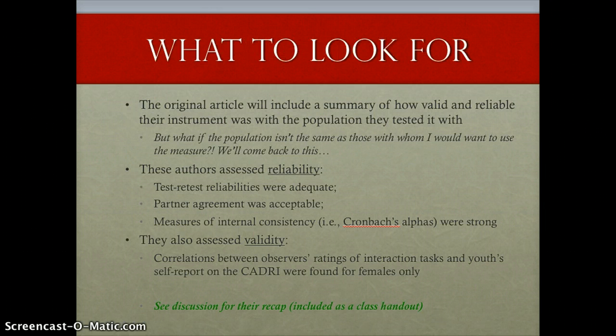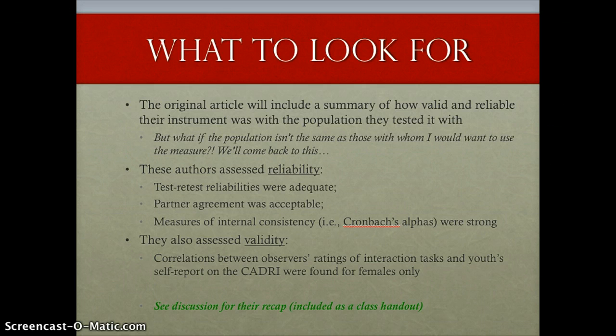So what to look for? The original article will include a summary of how valid and reliable their instrument was with the population they tested it with. These authors assessed reliability. They looked at test-retest reliabilities and determined that that was adequate. Go to your handout to see what that is if you need a reminder. Partner agreement was acceptable. They used two different observers, for example, to rate couples that were in discussion of conflict, I believe it was.